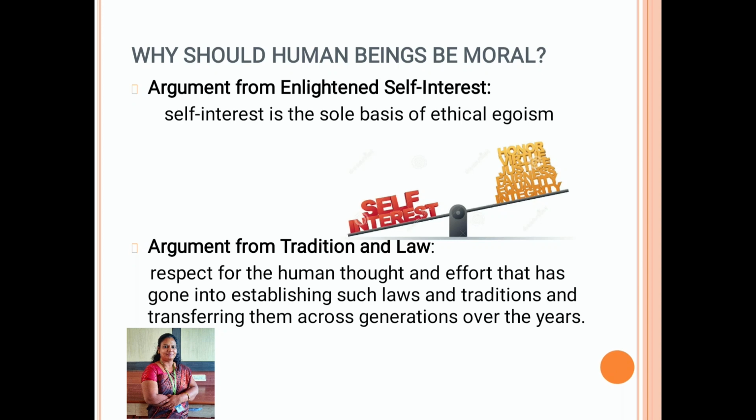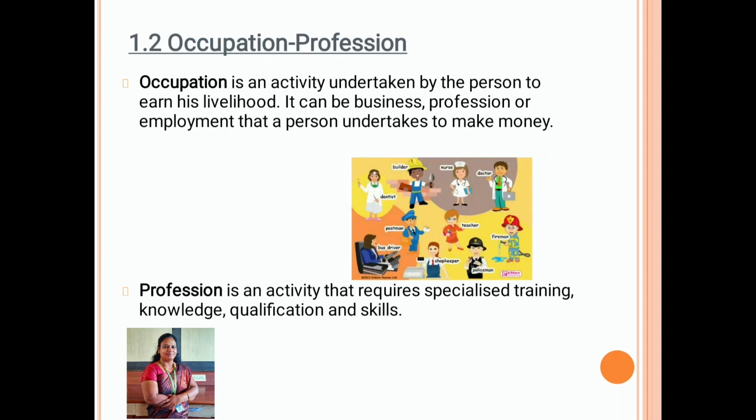So with this we move on to the next topic called occupation and profession. So what is the difference between occupation and profession? Occupation is an activity undertaken by a person to earn his livelihood. It can be business, profession, or employment that a person undertakes to make money.